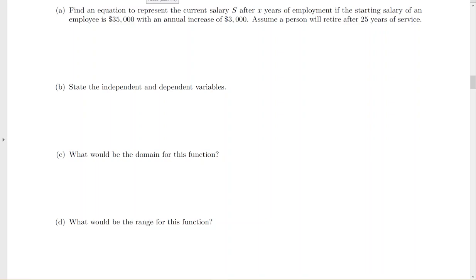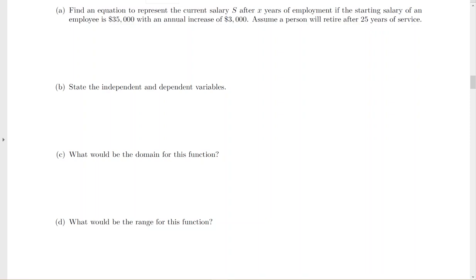Find an equation to represent the current salary S after X years of employment if the starting salary, an initial amount here, of an employee is $35,000 with an annual increase, that sounds like an average rate of change, of $3,000. Assume a person will retire after 25 years of service.